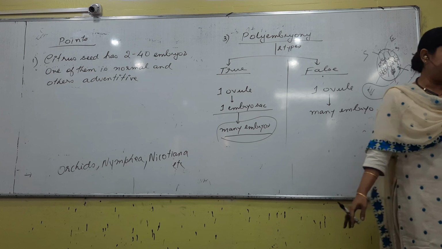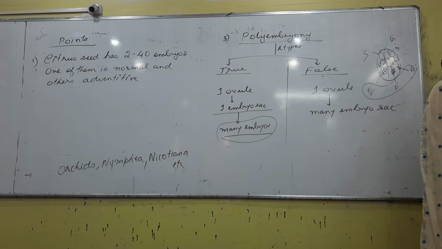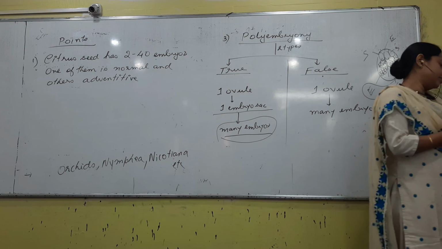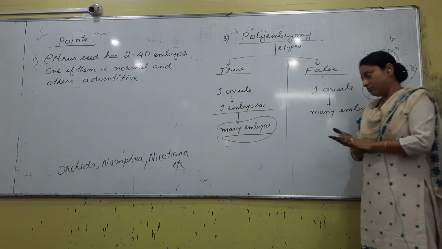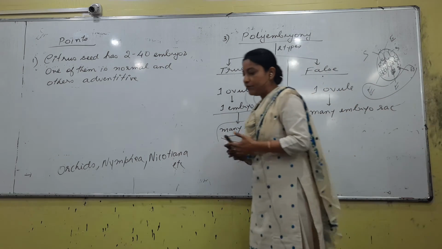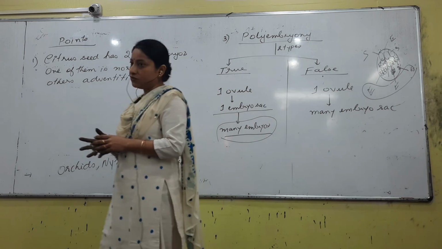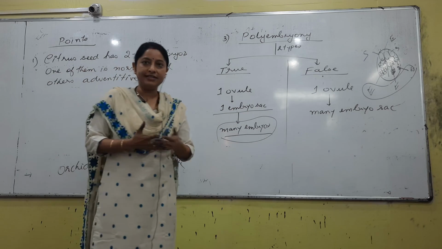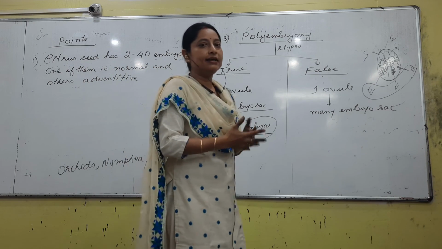So this is all about apomixis and polyembryony. Right, so ultimately we have completed this chapter, sexual reproduction in flowering plants. If you have any doubts, ask me, or else we can wind up the class.